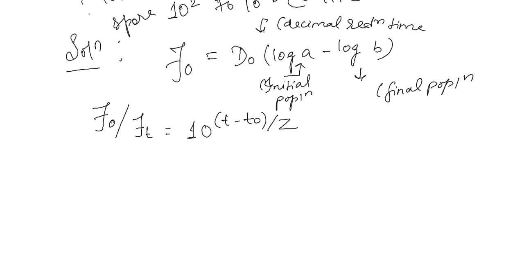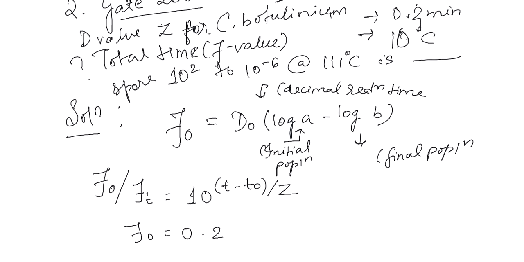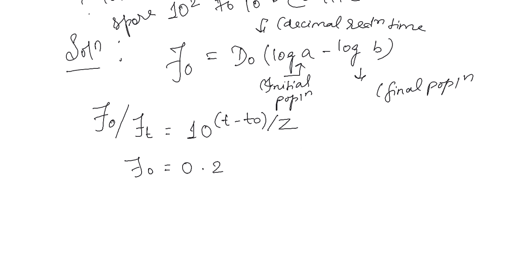So in order to find the value of F0, what will you do? We will write F0 equal to D0 times log A minus log B, where D0 is 0.2. We are putting this formula and finding the F0. So this is the first formula.